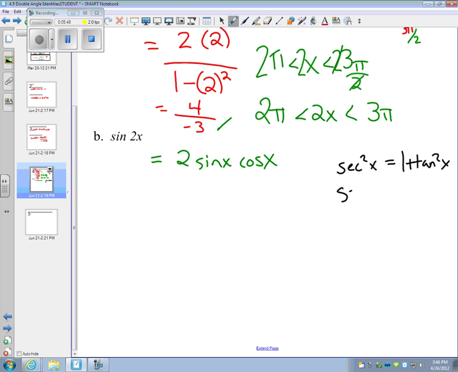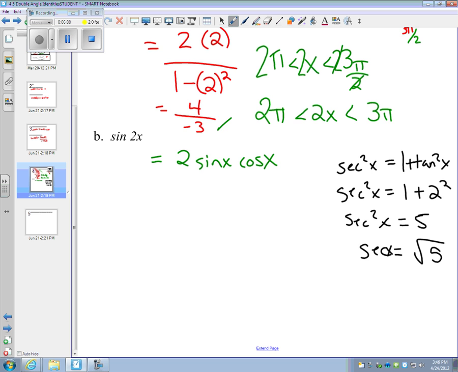So secant squared x is equal to 1 plus 2 squared. So I get secant squared x is equal to 5. So that must mean that secant x is equal to the square root of 5.